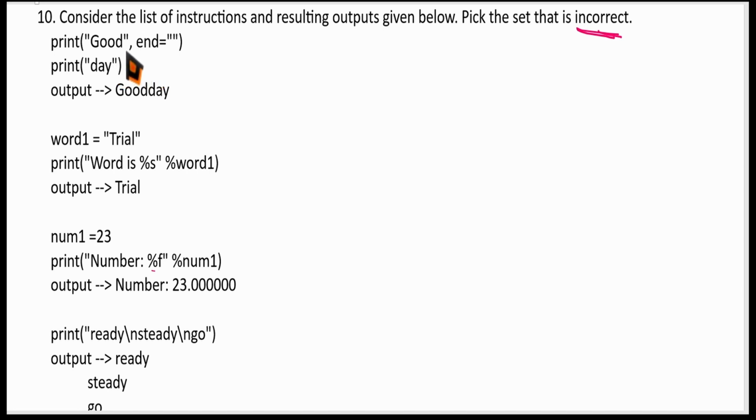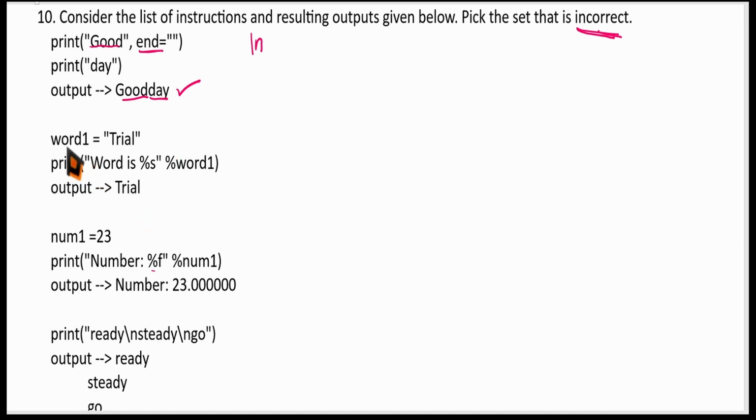Whenever you are using a print command, at the end, it will automatically include \n. That means it will go to the next line when the next print command is executed. But if you give end like this, it will not go to the next line. That means \n will not be included after this print command. So first it will print good, then it will continuously print day. So what they have given as the output is the correct one.